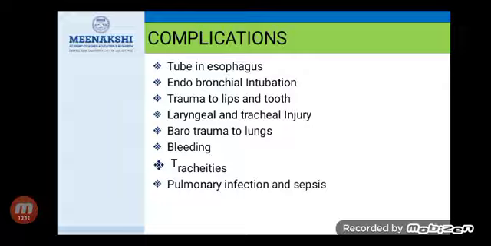The next complications are bleeding and tracheitis. Tracheitis is a bacterial infection of the windpipe. Then pulmonary infection and sepsis. So these are all the complications which may happen to the patient while intubating.